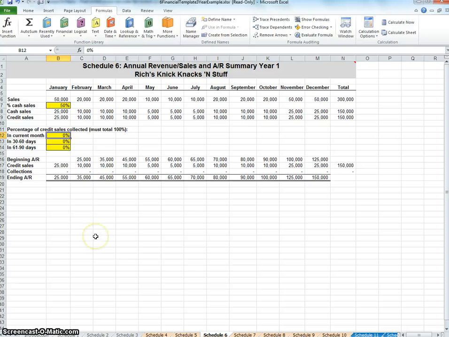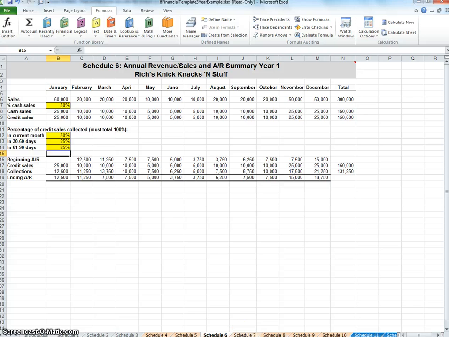And of those that come through credit, I'm going to say 50% is in the current month, and then 25 and 25 within 90 days. And this is going to impact my balance sheet and my cash flow. The more you collect up front, the better off I think you'll be, but do what I think makes sense for your business.